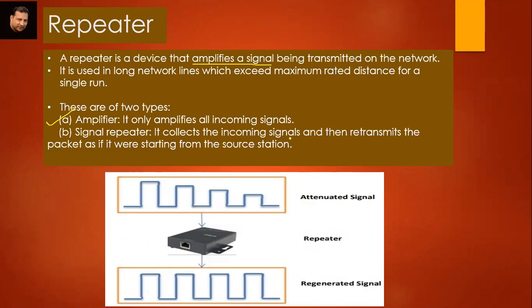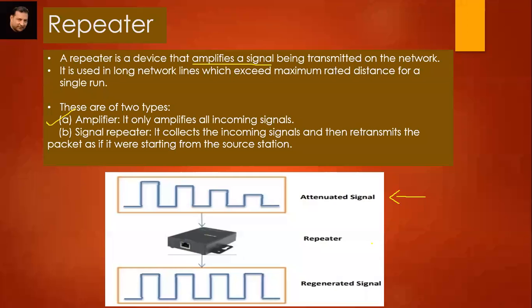It collects the incoming signals and then retransmits the packet as if it were starting from the source station. See this image, you will get a clear idea. This is your attenuated signal. When signals are going from left to right, they are becoming weak due to resistance or some other interferences in cables. See, these signals are getting weak. The height of the signal is becoming lesser towards the right side.